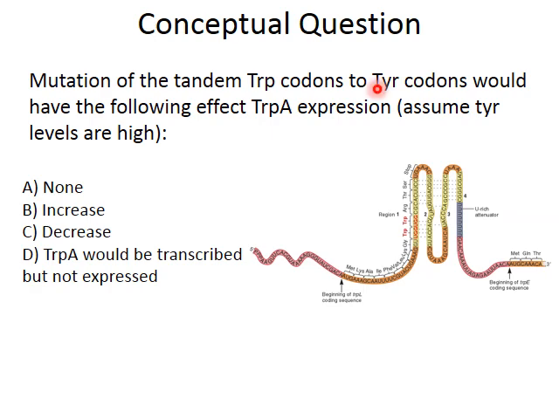So if tyrosine levels are high, that means the ribosome is going to proceed beyond the previously tandem trp codons all the way to the stop codon. Its footprint is going to occupy part of the 2 region. That allows the 3-4 termination loop to form, and as a result you get termination of transcription, and that prevents expression of the trp structural genes, including trpA, and therefore you see an overall decrease.